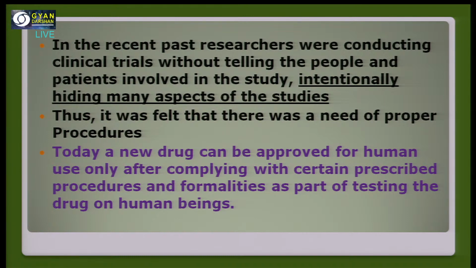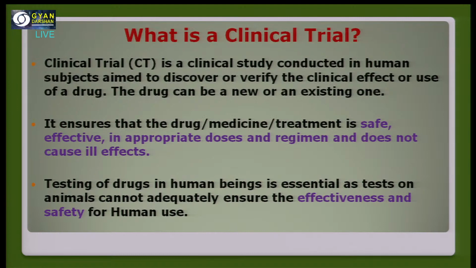So today, now in the 21st century, if any new drug has to be approved or has to come out in the market, it has to be first approved for human use only after complying with certain standards or procedures or formalities as part of testing of the drug on human beings. So we can say that now we have a very strict procedure wherein clinical trials come in, and there's a proper team, a proper laid down procedure, a dedicated lab, dedicated workers, and a research team who looks after all these aspects.